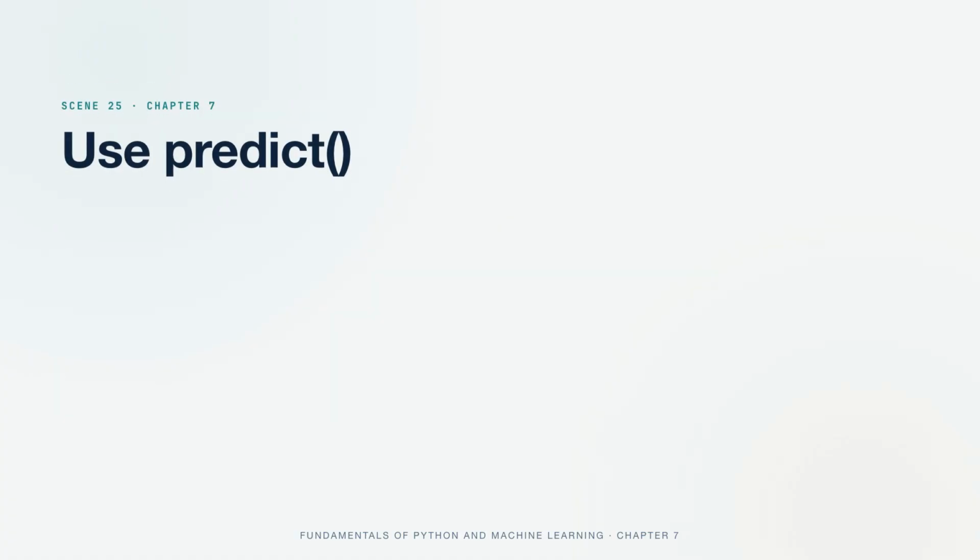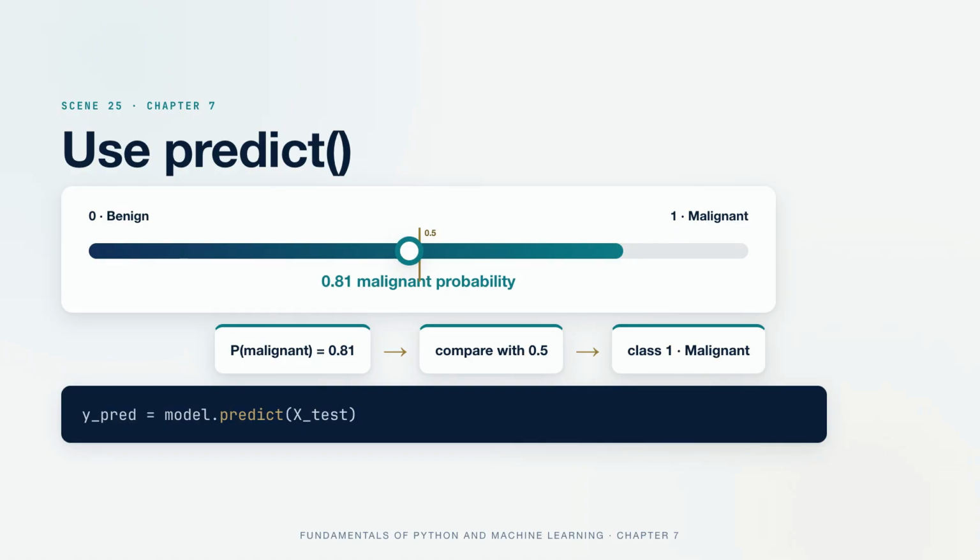The predict method returns the final class label for each test observation. For binary logistic regression, the selected class is the one with the greater estimated probability, with the usual 0.5 threshold. A malignant probability of 0.81 becomes class 1, malignant. A probability of 0.19 becomes class 0, benign. The predicted class is convenient, but it hides the underlying probability. For evaluation and threshold analysis, we often need both the class predictions and the probability scores.